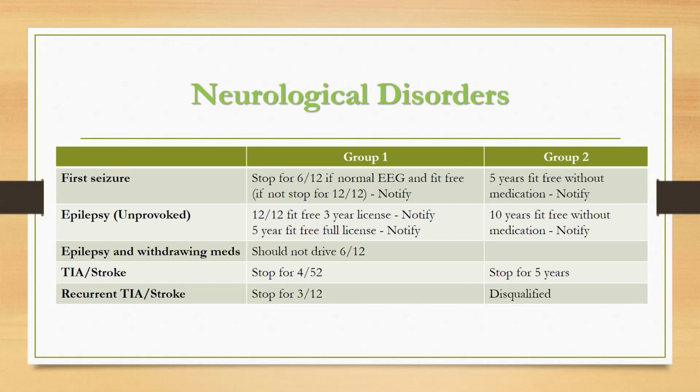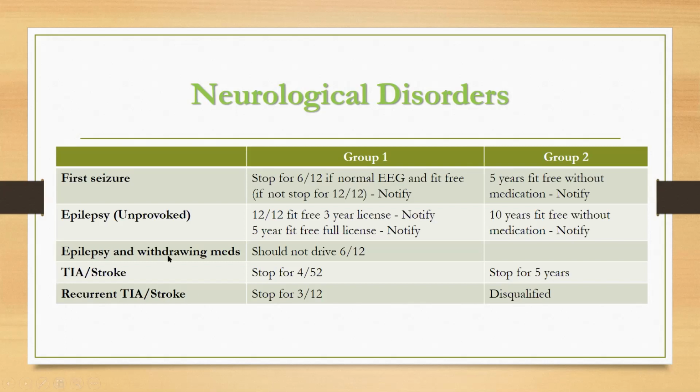If the patient has epilepsy or an unprovoked epileptic seizure, he should stop driving for 1 year for group 1, fit-free, and then he will be issued a 3-year license, and of course he should notify DVLA. A 5-year fit-free full license could be issued later, and he should notify DVLA. For group 2, 10 years fit-free without medication should be fulfilled first before getting a license again, and he should notify DVLA.